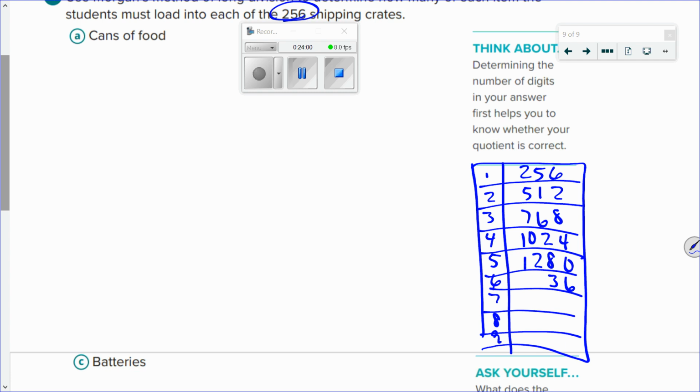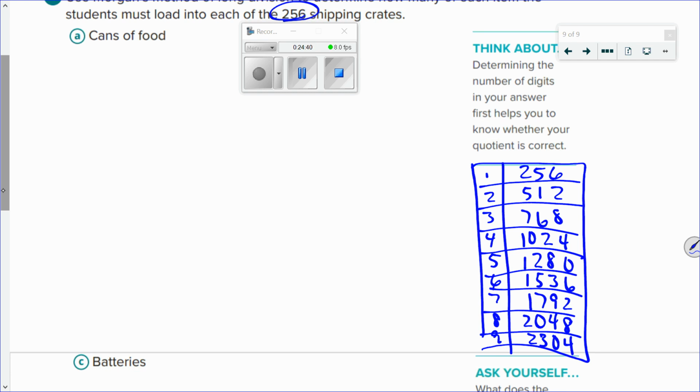5 and 3 is 8, or 13. 2 and 2 is 4, plus 1 is 5. 6 and 6 is 12. 5 and 8 is 13, plus 1 is 14. 2 and 5 is 7, plus my 1. 6 and 2 is 8. 5 and 9 is 14. 2 and 7 is 9, plus the 1 is 10. 1 and 1 is 2. 6 and 8 is 14. You now have your first 9 multiples of 256, which should make your actual division quite easy.